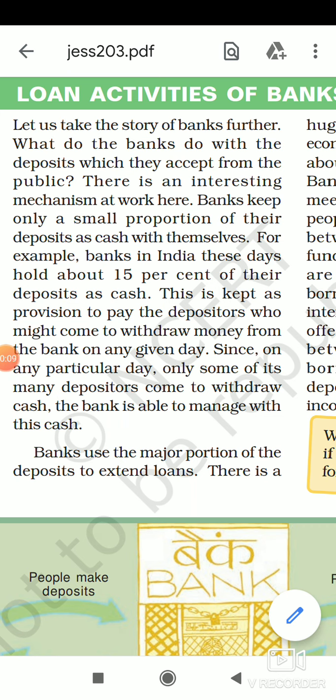As in the first part, we studied what is money, what is currency, what is the barter system, and what is demand deposit and payment by check. So today we are going to study about the loan activities of banks.